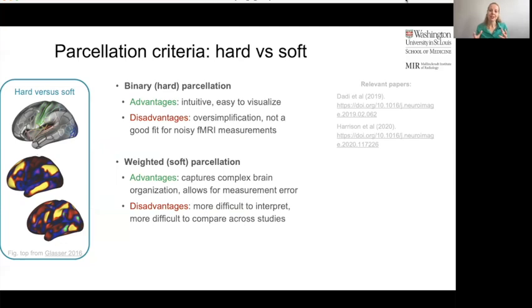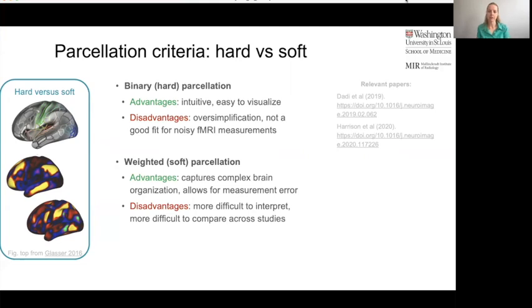The alternative is to use a soft parcellation, which is also known as a weighted parcellation. Here, instead of assigning a voxel or a vertex as just a 0 or a 1, it can be given a continuous number or a weight. That means a particular voxel or vertex might contribute a little proportion to multiple different nodes. The advantages of this approach are that it can capture more complex brain organization, and it allows for measurement error. Essentially, by allowing a little bit of fuzziness in the borders, you can perhaps better capture noisy measurements.